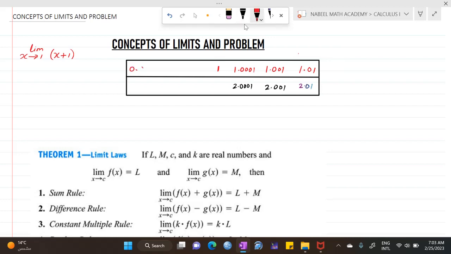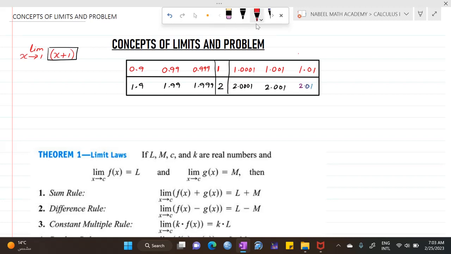Similarly, from the left side, let us take the values here. I will take 0.9, 0.99, 0.999. What should be the corresponding value of x? I will substitute here. So it is 1.9, 1.99, 1.999. So from both sides it approaches 2.